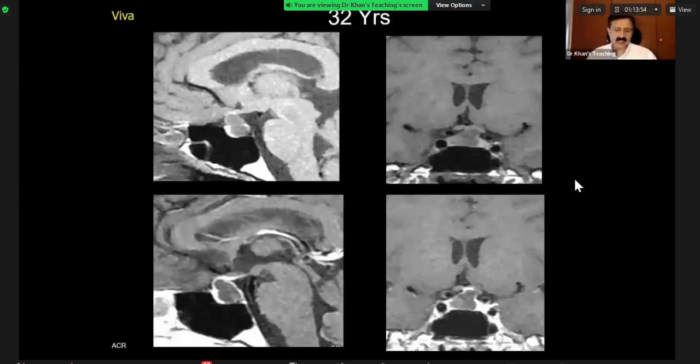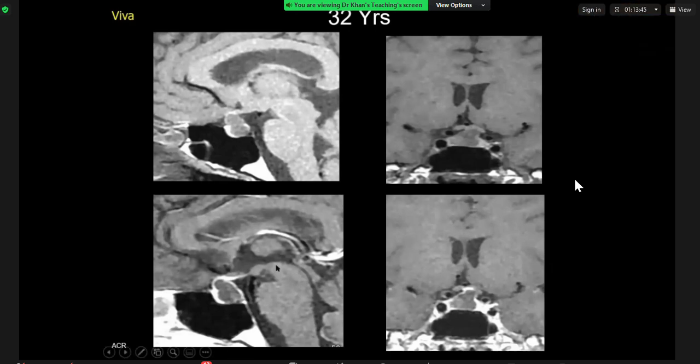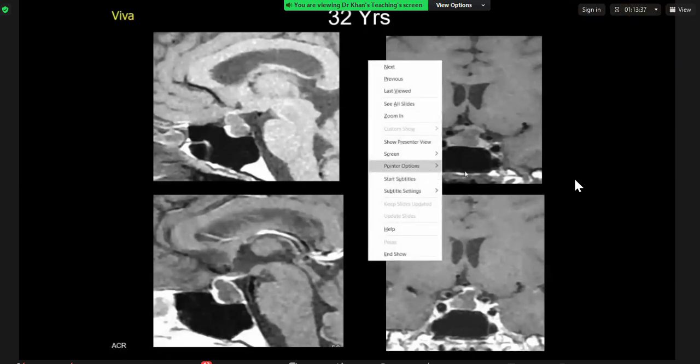So this is a cystic lesion. It does not enhance. It has CSF intensity. What comes to your mind? It is intrasellar as well as suprasellar, as you have pointed out. So by differential, it's a Rathke's cleft cyst.